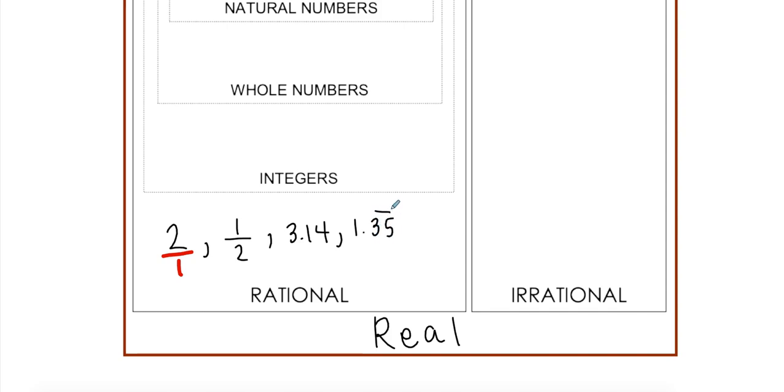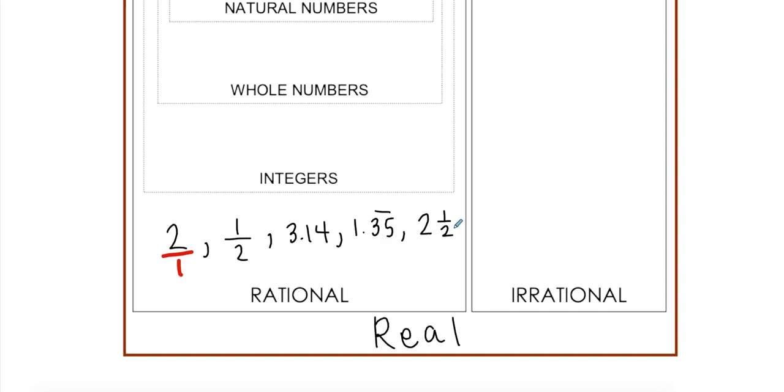1.35 repeating. Whenever something starts repeating, it was a fraction at some point. So whenever it's repeating, like for instance 1/3 is point 3 repeating forever and ever and ever. So that's the idea behind the repeating. So the repeating was once a fraction. We could have mixed numbers like 2.5. Okay, so those are all rationals.